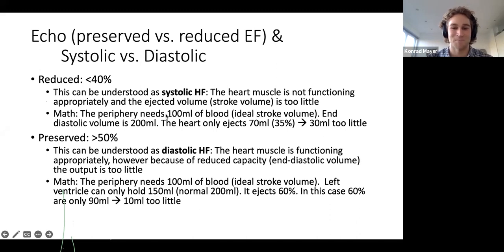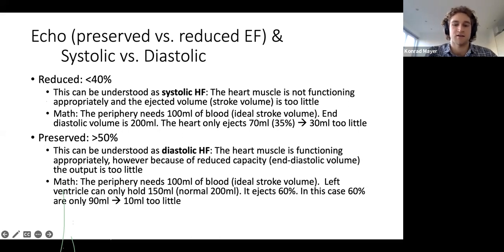So let's look at this calculation here. The body needs 100 milliliters of blood, and the end volume of my left ventricle is 200 milliliters. But if my heart is weak, it won't eject 100 milliliters, it'll only eject 70 milliliters. So this is 35% of the 200 milliliters. And 70 milliliters is 30 milliliters less than the 100 milliliters that I need. So I have too little, and this is heart failure. So I have heart failure because I ejected 30 milliliters too little. This is reduced ejection fraction. This is systolic heart failure.